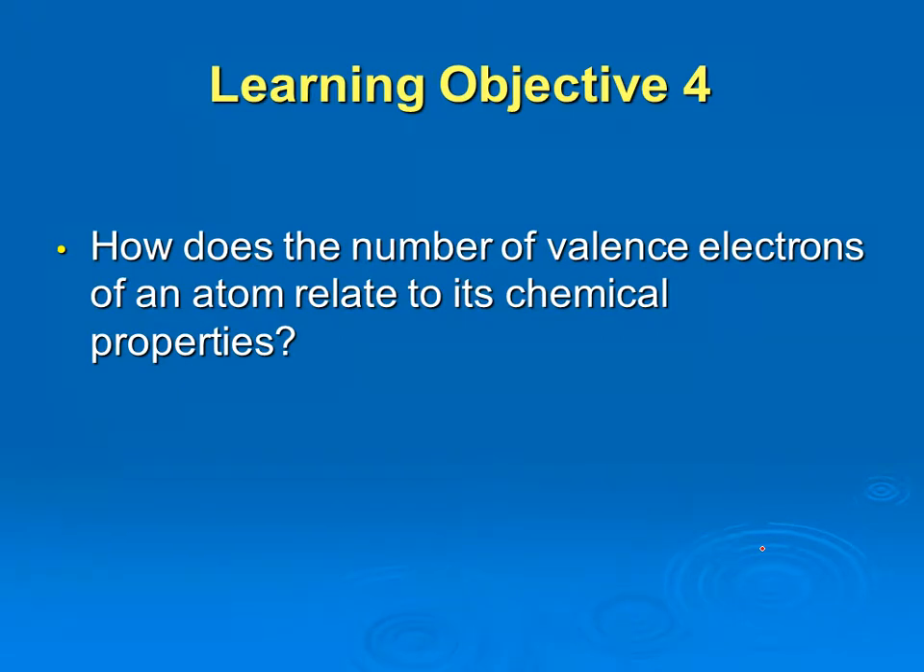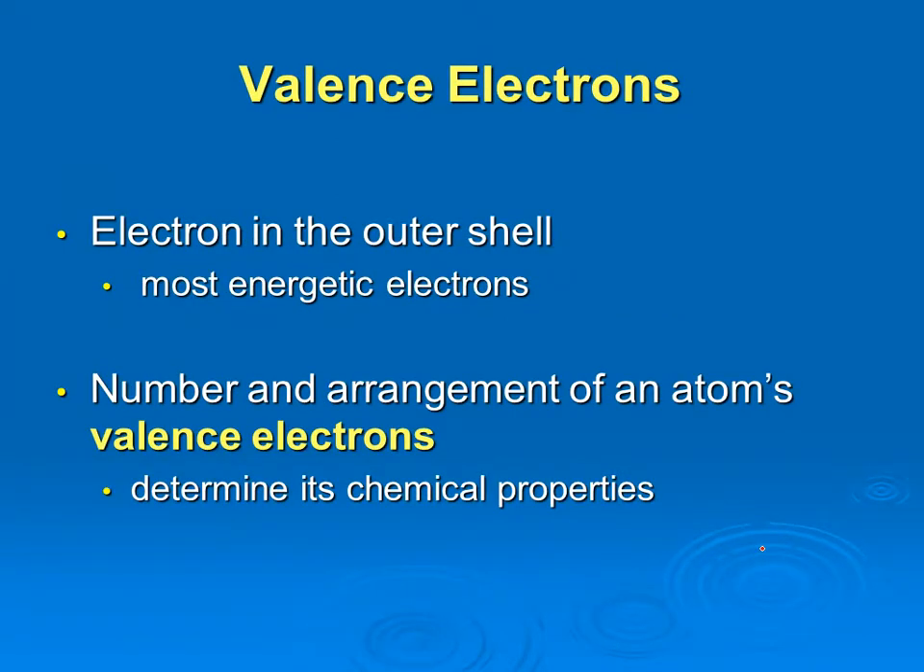You should know the definition of what is called a valence electron. A valence electron is the electron that's on the outer energy level of an atom. There's your definition again: the electron in the outer shell. Remember, the further away the shell is, the more energy is associated with those electrons, and that usually means those are the ones that are more reactive. We'll talk about some basic chemical reactions in just a minute. The number and the arrangement of the atom's valence electrons determine its chemical properties.